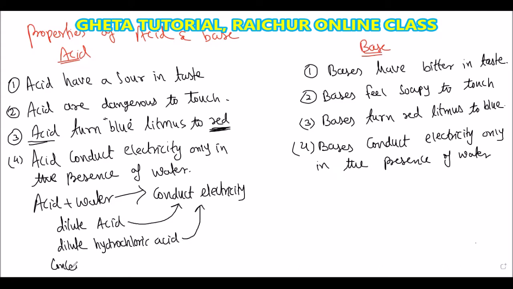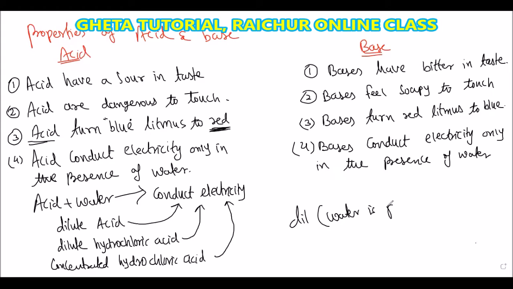If I write here concentrated hydrochloric acid, whether concentrated hydrochloric acid conducts electricity or not? No, sir. Why? Because the water is not present in the concentrated hydrochloric acid. 0% water means not at all water present. The meaning of dilute is that water is present. The short form of dilute they will write DIL, and concentrated short form they will write CONC.